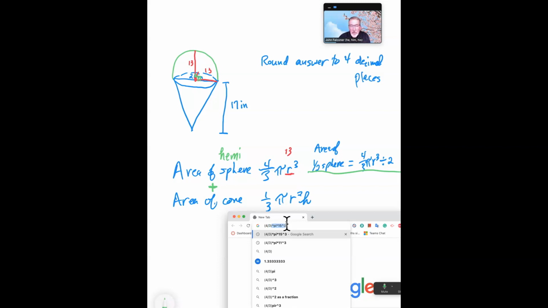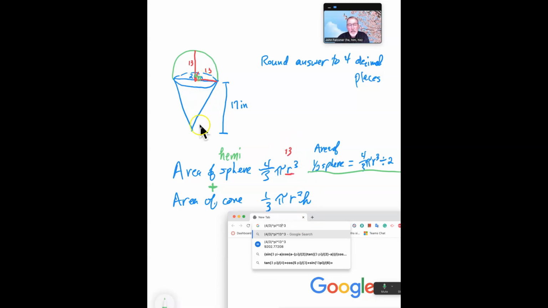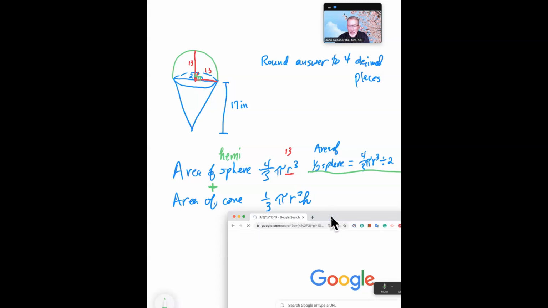So 4/3 times pi, looks like I've done some of these already today, times 13. So important things to remember, take half of the value they give you. It was 13. So sometimes it helps to draw out a little diagram just to prevent mistakes and increase your chances of getting something right. So 4/3 times pi times 13 cubed. Okay, and then we're going to divide that by 2, but let's see what this is.